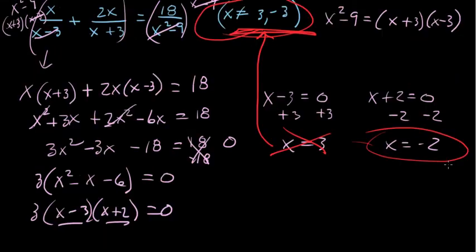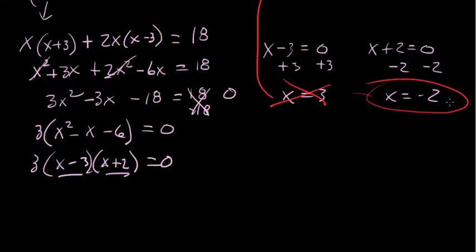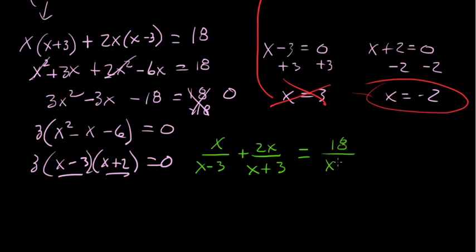Before I put this into my calculator, let me rewrite the original equation that I started with. The original equation was x over x minus 3 plus 2x over x plus 3 equals 18 over x squared minus 9.